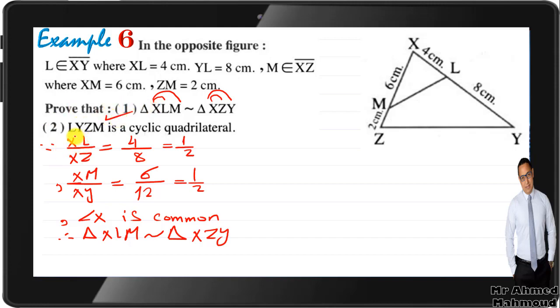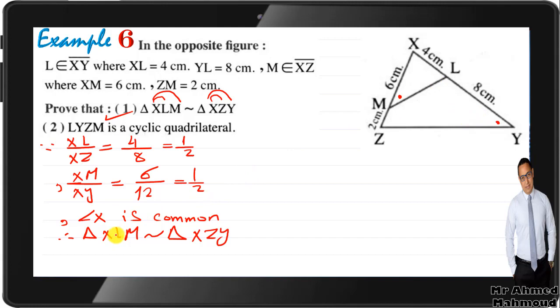The second required, prove that LYZM is a cyclic quadrilateral. I can prove this cyclic quadrilateral in two different ways. Okay, the first way, we proved that the two triangles are similar. So angle M equals angle Y. Angle M is exterior to the quadrilateral and it's equal to the opposite interior, so this is a cyclic quadrilateral.